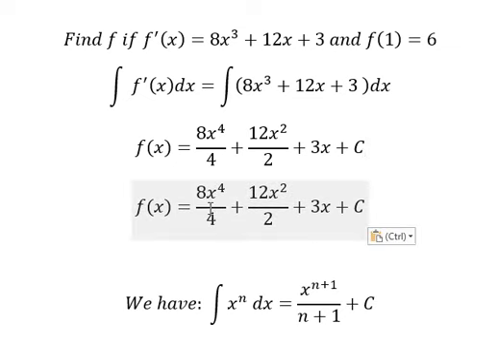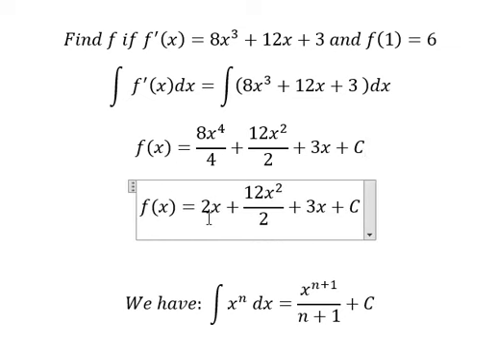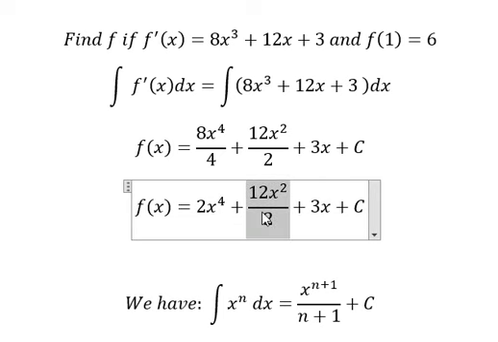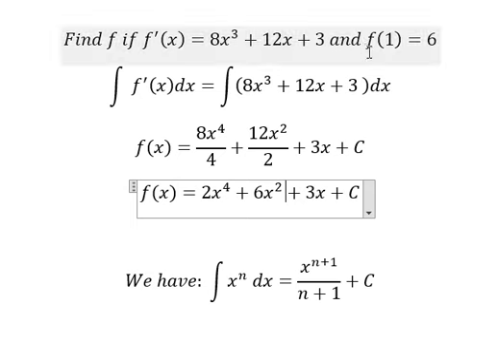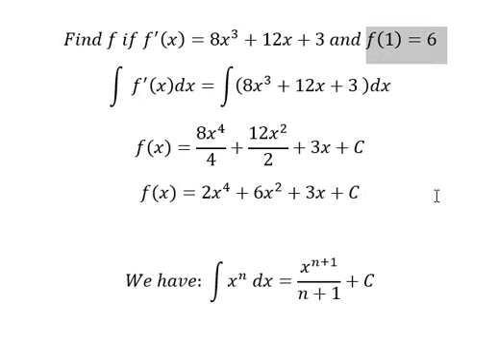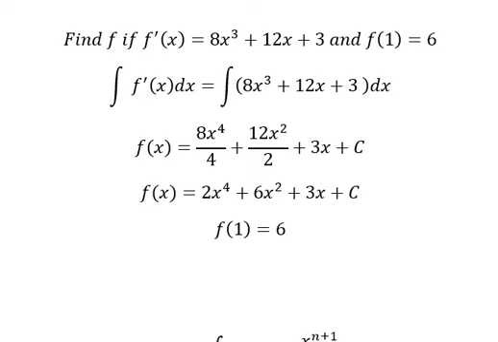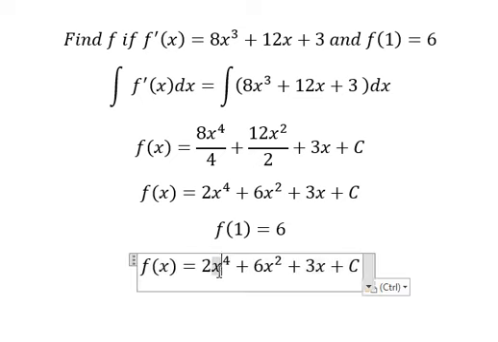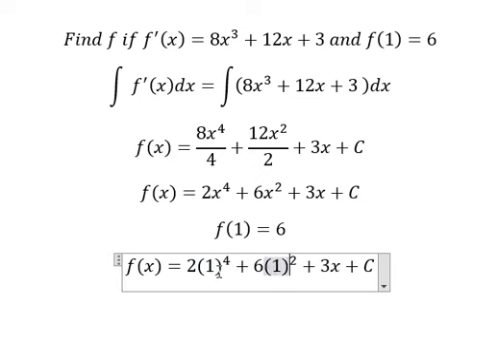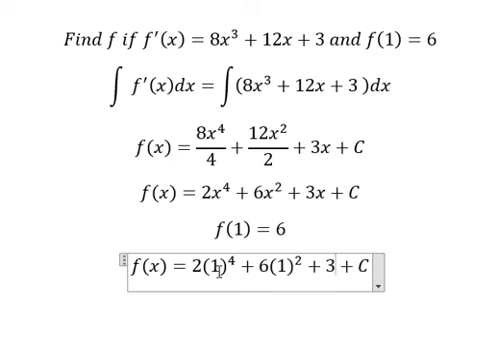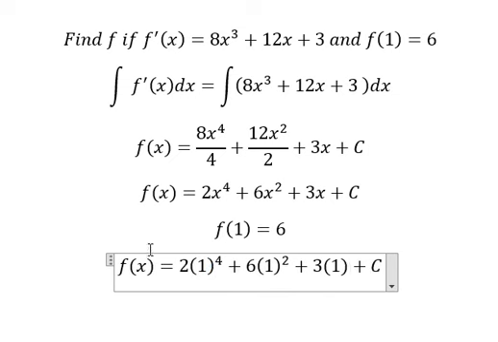8 divided by 4, we have number 2. This one that is about number 6. So we have the conditions. That means we put number 1 go here. So f of number 1, we have number 6.